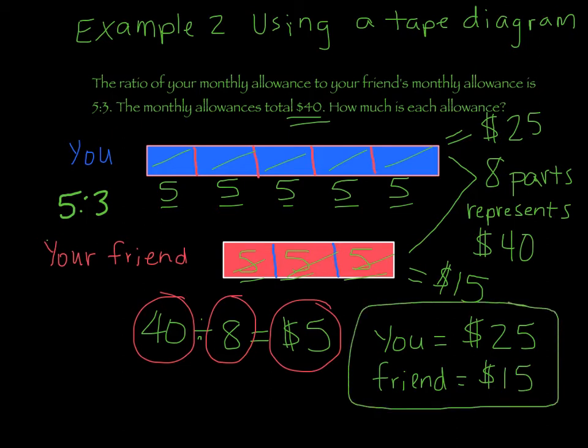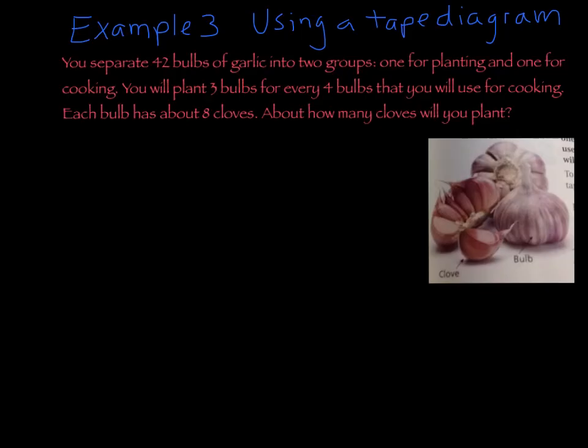Okay, there will be an on your own part to this if you need a little bit more help towards the end, but review it if you're a little confused, because it can be confusing. So example 3 is using a tape diagram. I just want to do a little background before this, because I remember doing this with my kids last year and them getting confused. First of all, this is talking about garlic.